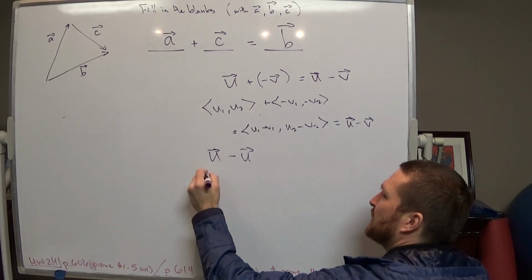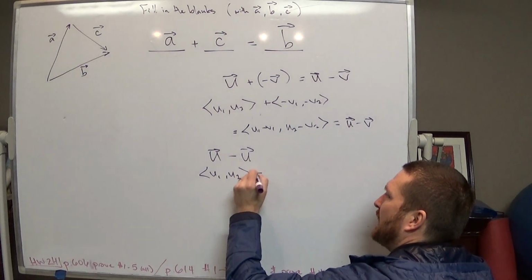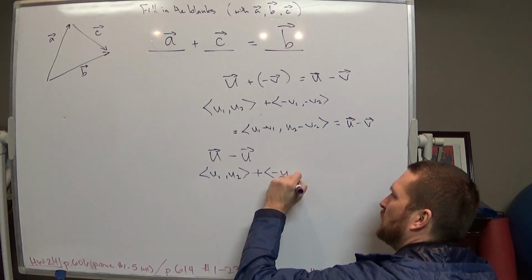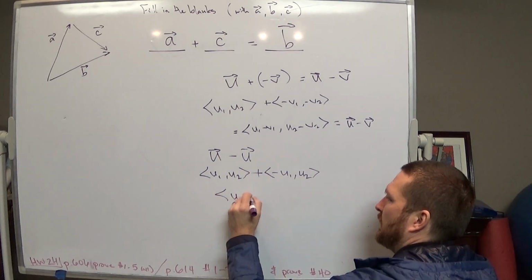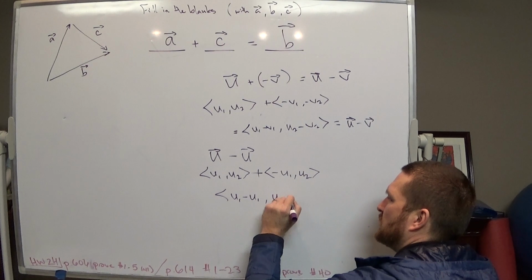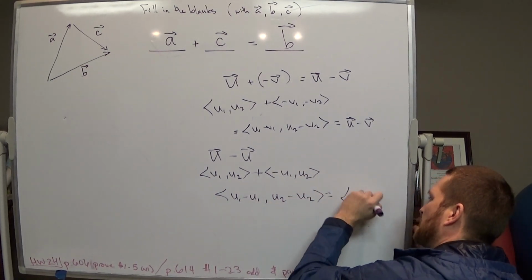Exactly. So let's look at that. u1, comma, u2, minus, which is just plus negative u1, u2. That's the same thing as u1 minus u1, u2 minus u2 equals the zero vector, 0, comma, 0.